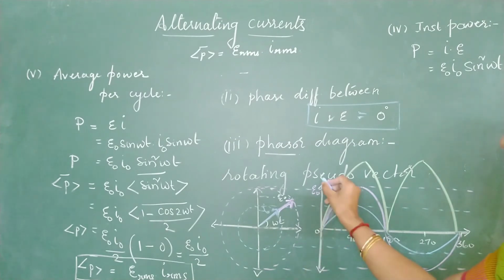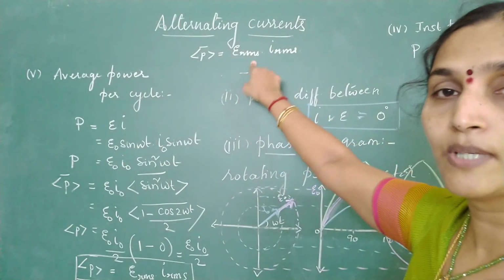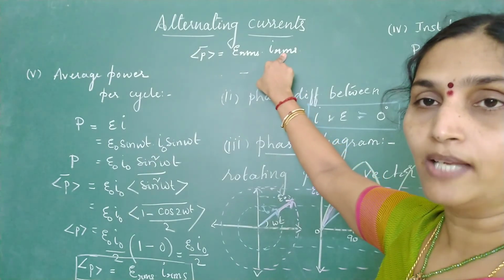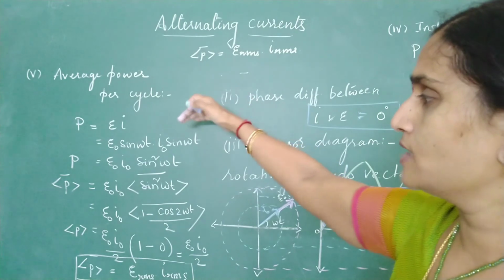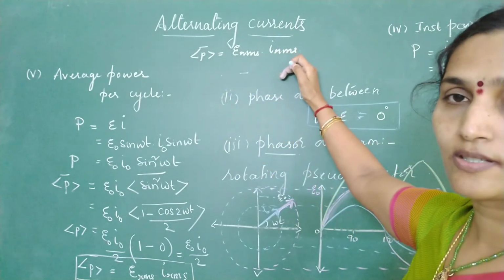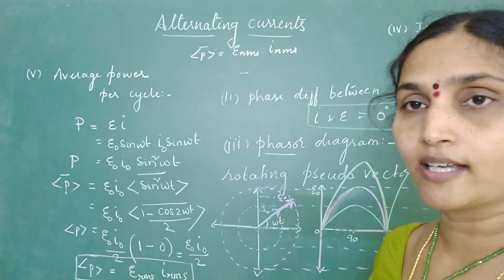Average power also you can plot, but it is a constant. If you want to give average power, you can give a straight line, because average power is a constant, E RMS into I RMS for one complete cycle. So this much power is dissipated when an AC source is connected to a resistor. So these are the 4 or 5 points which you have to remember regarding a resistor.